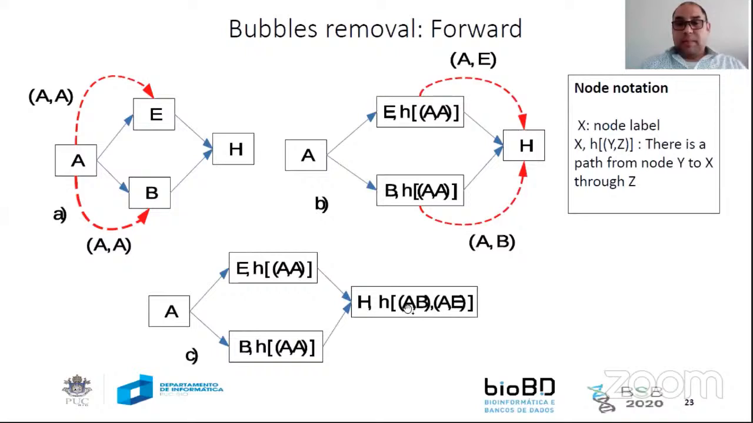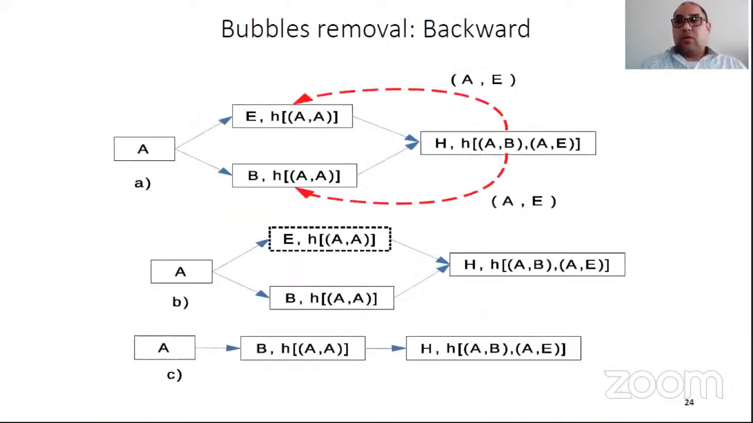Is that there is a path between A and H through B, and there is a path between A and H through E. After that, we identify all potential bubbles. So, how do we remove this?